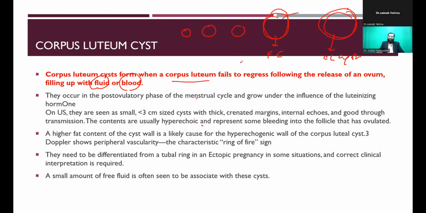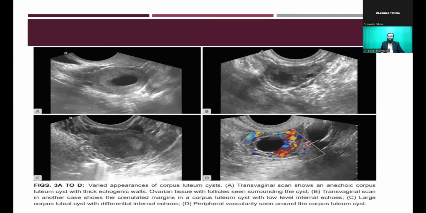Now, a very important thing is the appearance. So now look at it. I want you all to remember the appearance. How is the wall? The wall is hyperechoic. The wall is thick. So thick and hyperechoic, a classical appearance which is there here. If you put a color box on this, you would be able to see the ring of fire appearance. Ring of fire appearance.